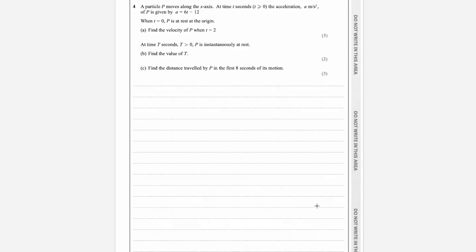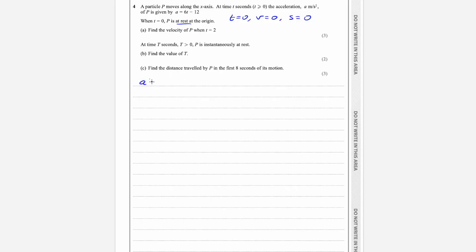Question 4. A particle moves along the x-axis at time t seconds. The acceleration is given by this. When t is equal to 0, P is at rest at the origin. So that means when t equals 0, just be careful here, guys, v equals 0, because he's at rest. At the origin, s equals 0. So he's at the beginning, he's at O when t is equal to 0. Okay, find the velocity of P when t is equal to 2.